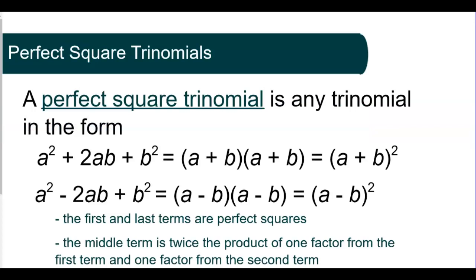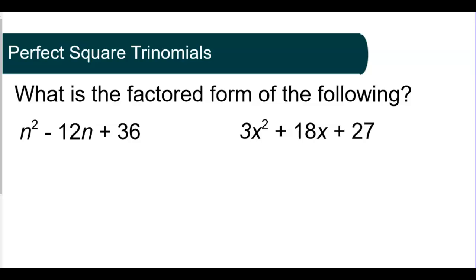In this video, you'll see how we factor special cases of polynomials. So let's remember what perfect square trinomials are. In a perfect square trinomial, the first and last terms are perfect squares. I've got an a squared and a b squared in the examples above. And that middle term is twice the product of one factor from the first term and one factor from the second term. So let's take a look at how I could factor this.